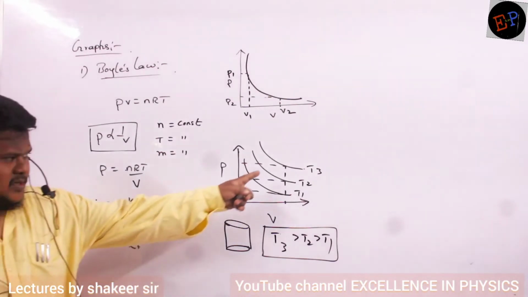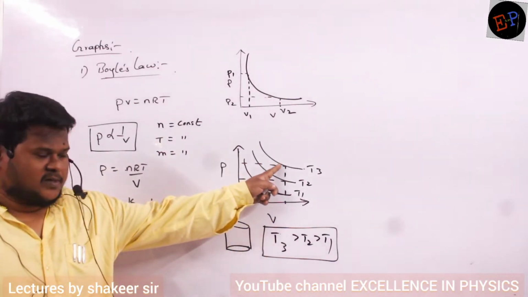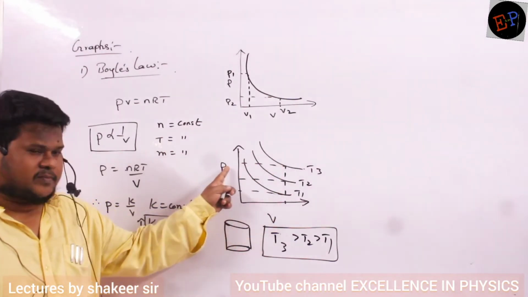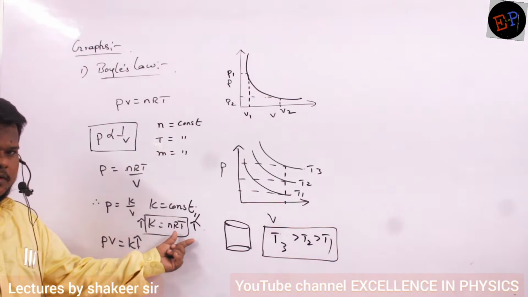Volume I am keeping constant. It means I am checking at the same volume. And I have three graphs. So, pressure is increasing. If pressure increases, the product of P into V also increases. If the product of P into V increases, K increases. If K increases, T also increases.